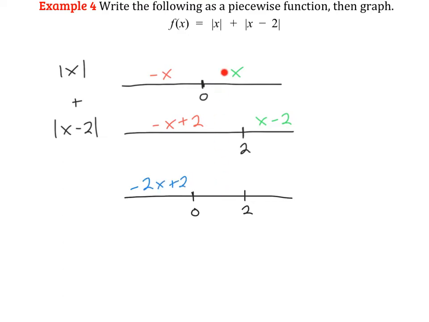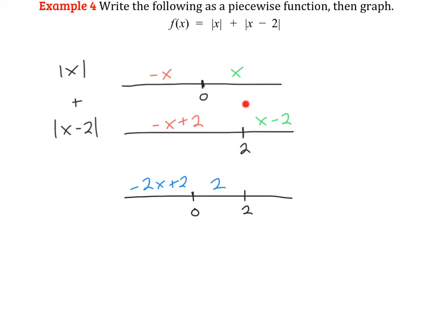Now if you look at everything in between right here, you can see that my top function is defined by x. My bottom function is defined by negative x plus 2. So I'm actually going to add up these two equations. So x plus negative x plus 2 is just 2.